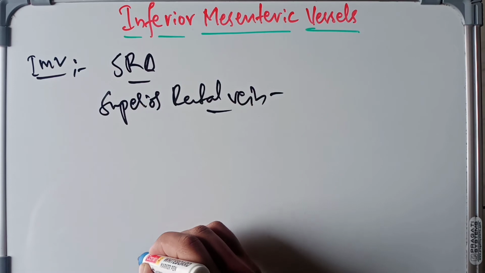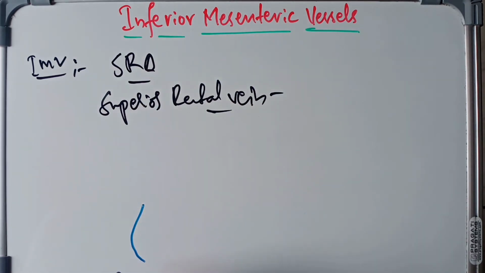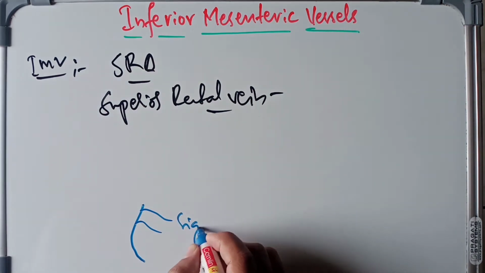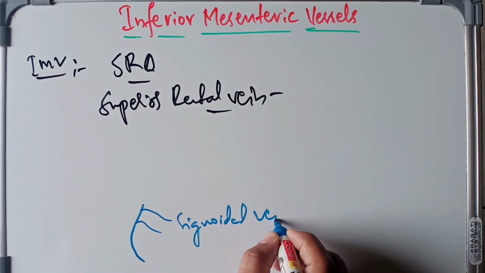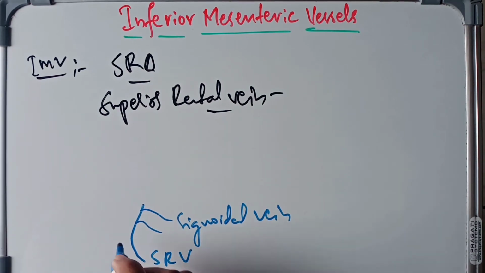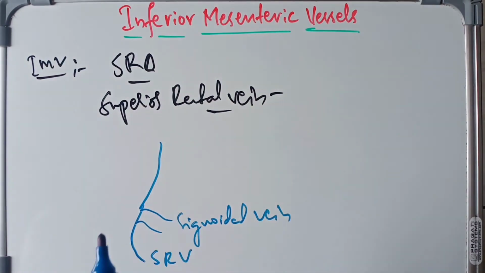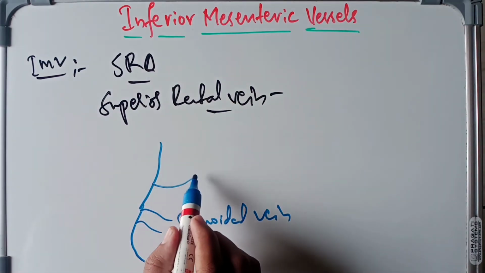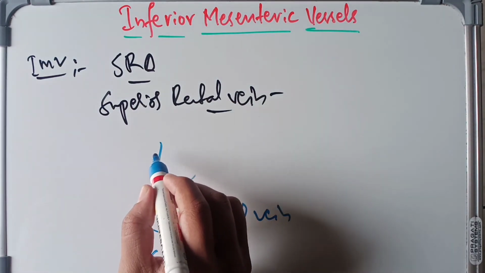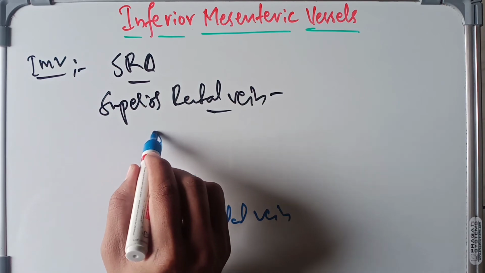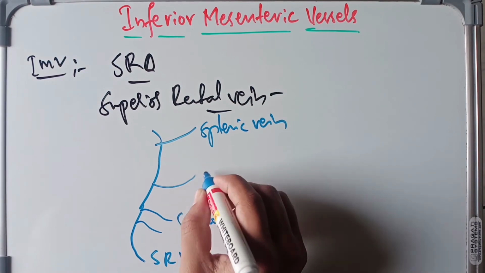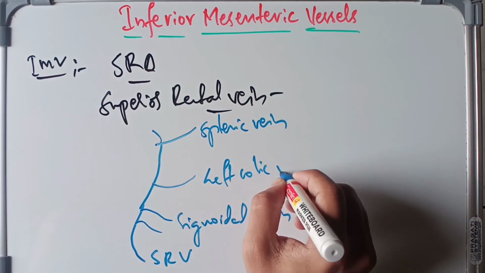The superior rectal vein will also collect a few tributaries from the sigmoidal veins. So these are the sigmoidal veins, and this is the superior rectal vein. Finally it will ascend upward, and since we have the left colic artery, a branch of the inferior mesenteric artery, we also have a vein known as the left colic vein. It will receive a branch from the left colic vein, and then finally it will join the splenic vein. This is the splenic vein, this is the left colic vein.